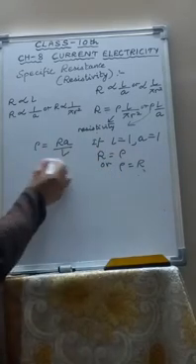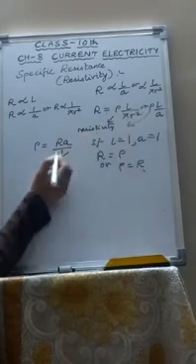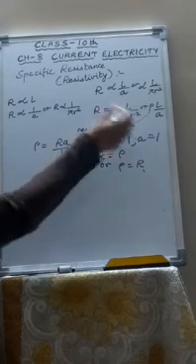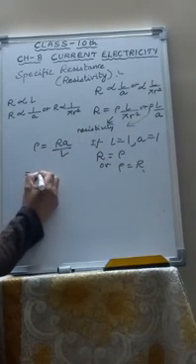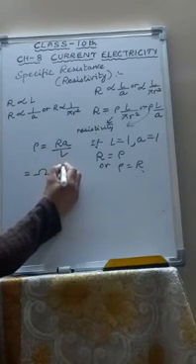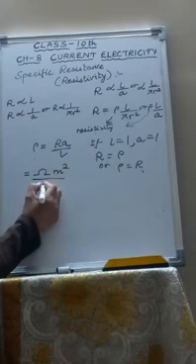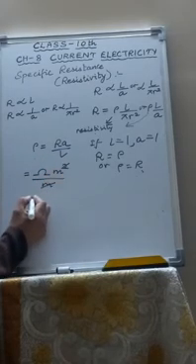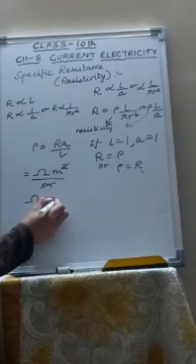Now how to find the unit of the specific resistance or resistivity? From this formula, rho equals R A upon L. We cross multiply. Now the unit of resistance is ohm, unit of area is square meter, upon unit of length which is meter. Meter cancels. So the unit of resistivity is ohm meter.